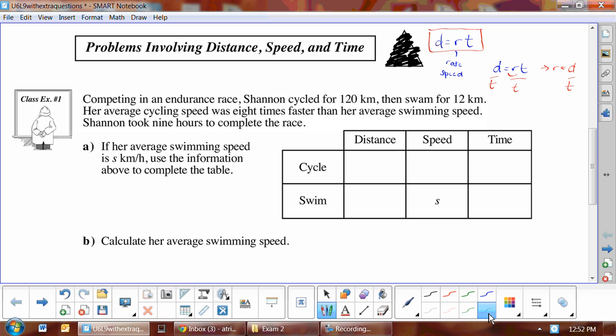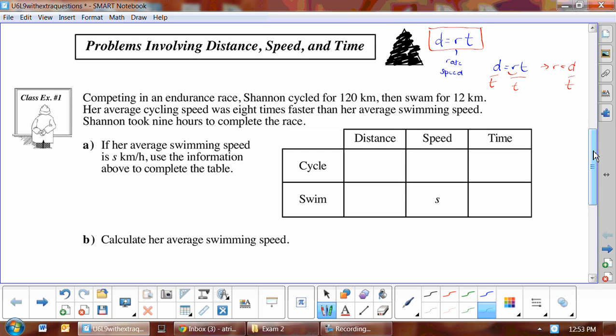So let's dive right into example number 1. It's just like the swimming pool. Okay, so we have Shannon cycling for 120 kilometers and swimming for 12 kilometers. And they even gave us this nice little chart. So let's fill this chart out. So they're biking for 120 kilometers and swimming for 12 kilometers. It's a lot of biking too. So the average cycling speed is 8 times faster than the average swimming speed.